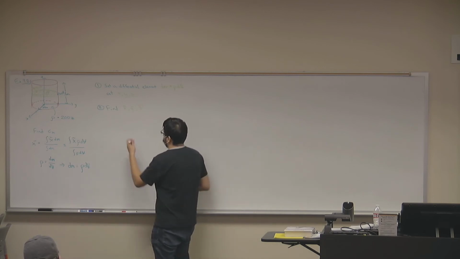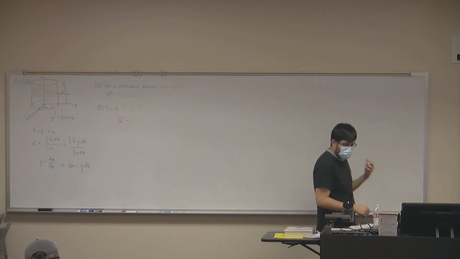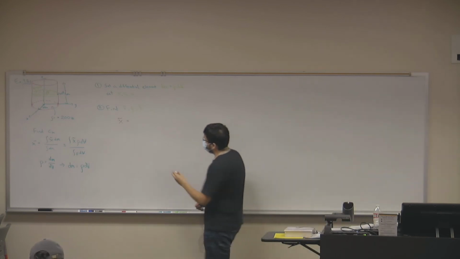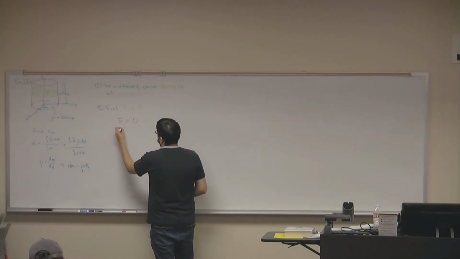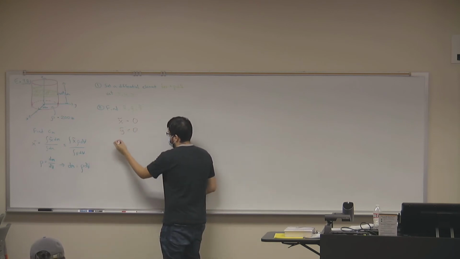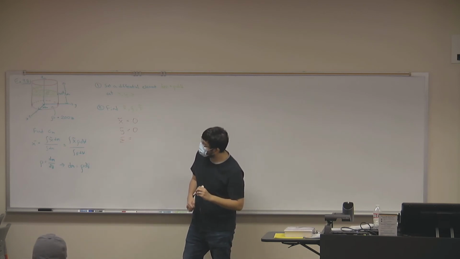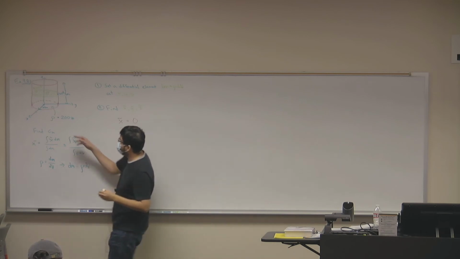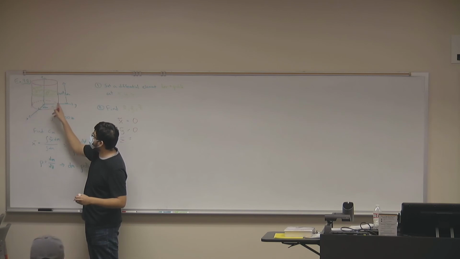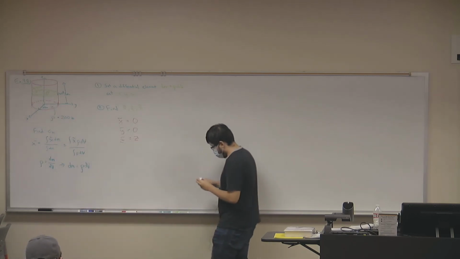Let's start with x squiggly. The x coordinate to the center of mass of this element. What's the x coordinate to the center of mass of my element? 0. Okay. What's the y coordinate to the center of mass of my element? 0. What's the z coordinate to the center of mass of my element? z, right? Because the element is located at an arbitrary point x, y, z, which means that this distance from here to here is the same as this distance from here to here, right? So z squiggly equals z.